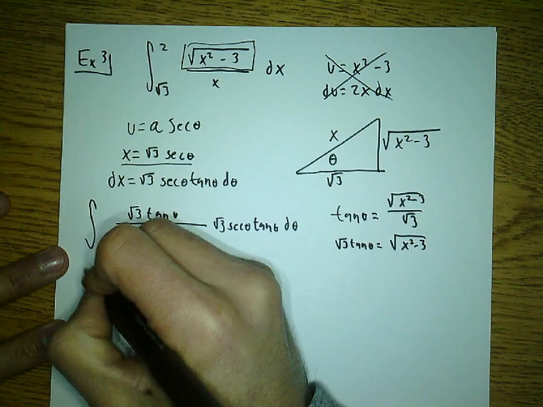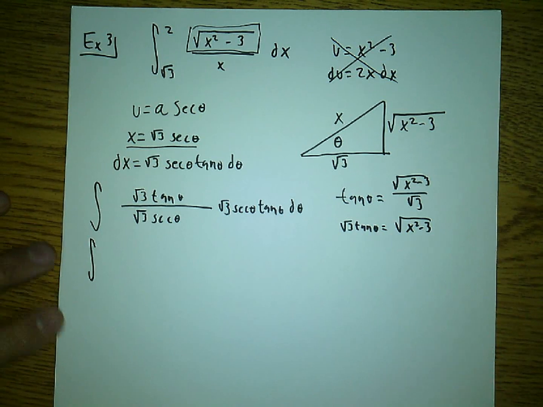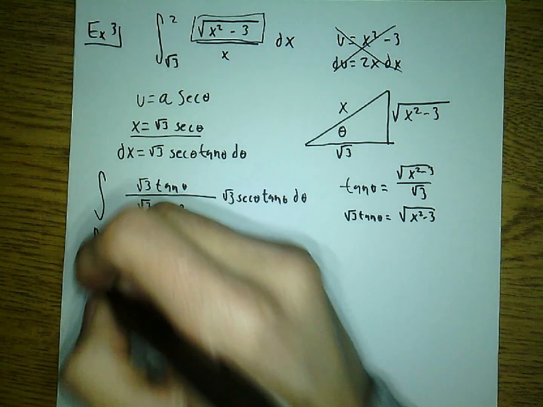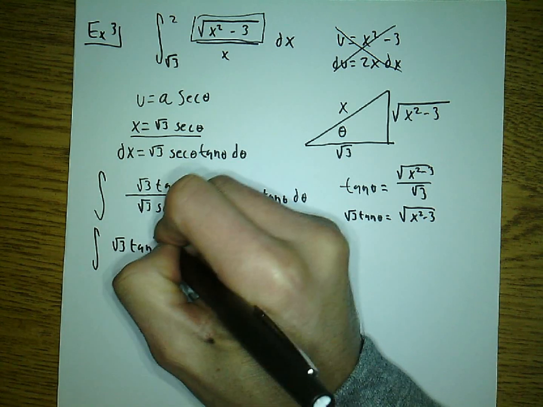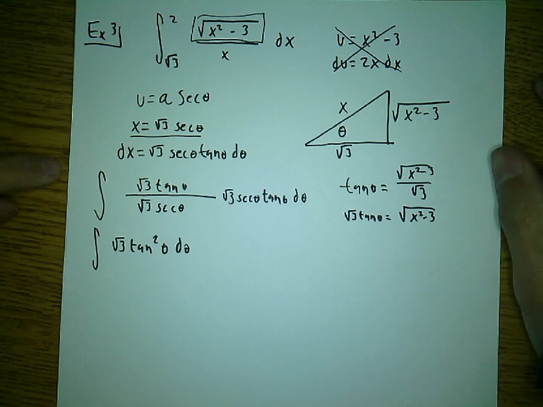Okay, so after I clean all this up, what am I left with? Root 3 tangent squared theta, root 3 tangent squared theta d theta. Now, I got a question for you guys before we continue. Remember how this was a definite integral?